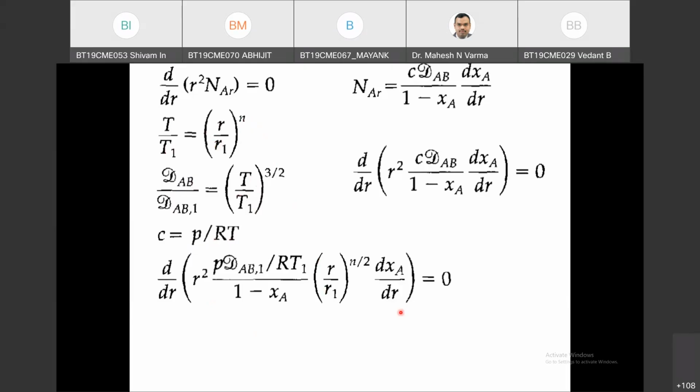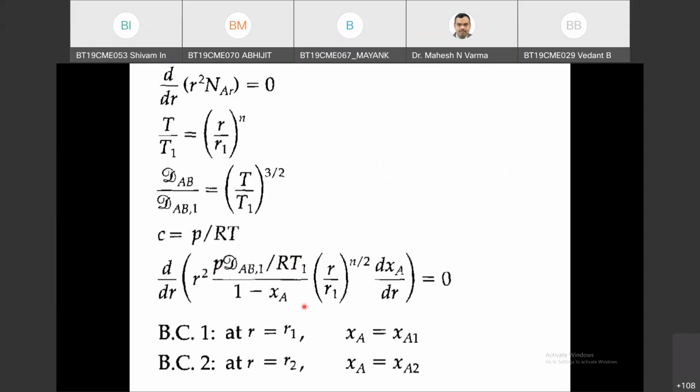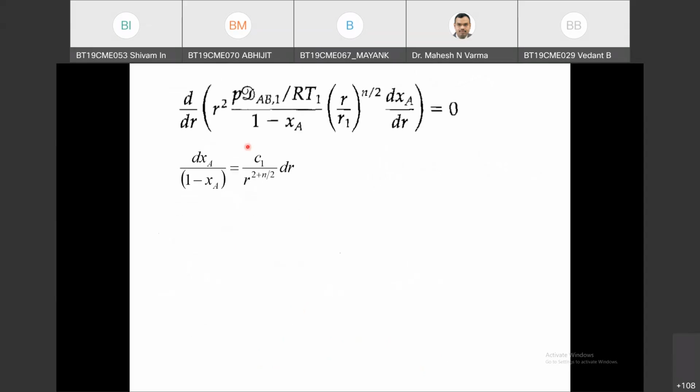Now hereafter it is the same thing. This is constant, this is constant, this is constant. Everything is constant. You can take the constants out and integrate the equation with these boundary conditions. At R equals R1, concentration is XA1. At R equals R2, concentration is XA2. So this is what you will get.